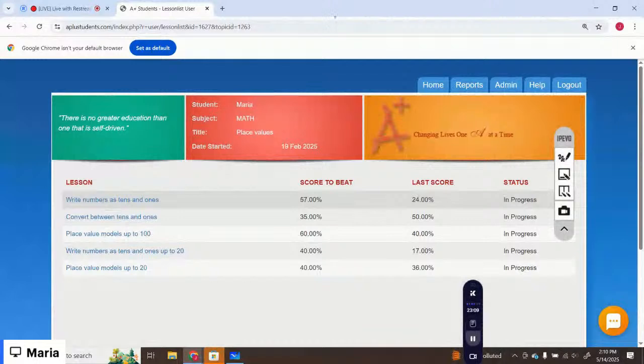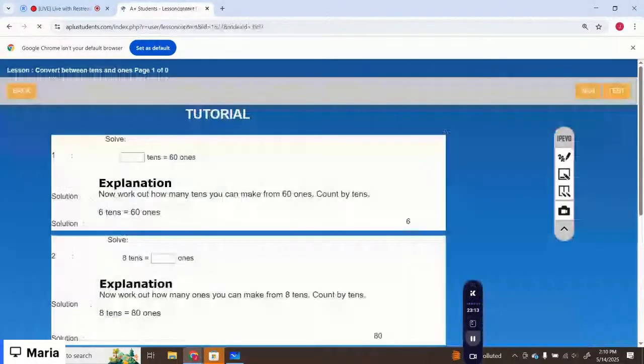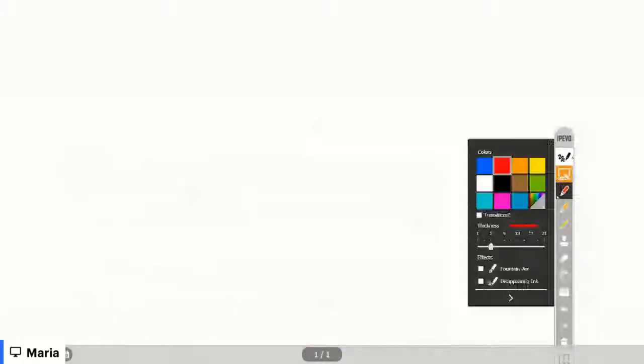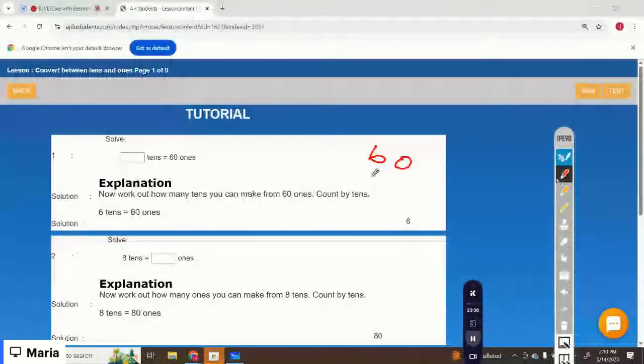The next lesson is convert between tens and ones. Let's start with the lesson. 60 ones. How many tens do we have? 60 ones means we can write it as 60, right? You can write 60 as 6 tens. You have 6 tens over here.